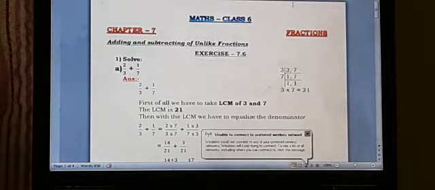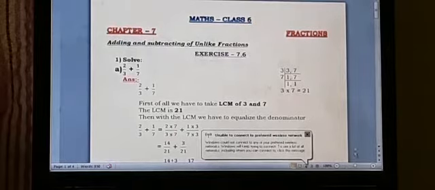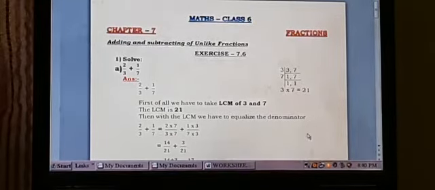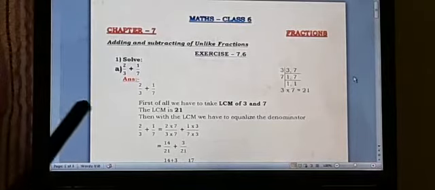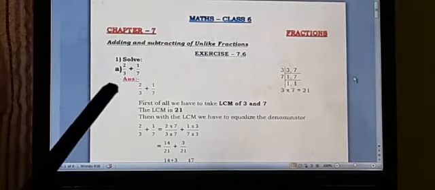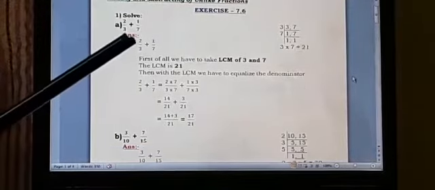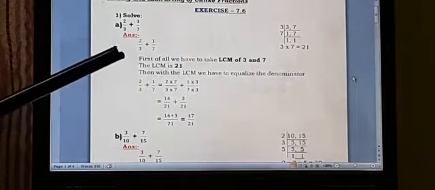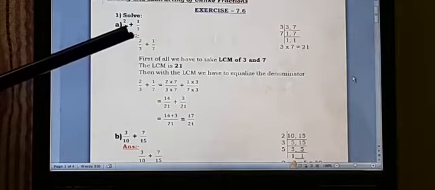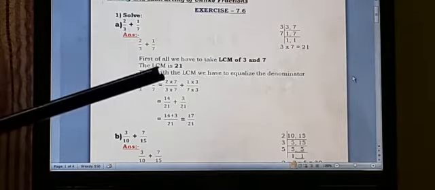First of all, we have to take the LCM, then equalize the denominators, then we have to add the numerators. Finally, we will get the answer. Now start with the exercise. First question, 2 by 3 plus 1 by 7. These two fractions are unlike fractions because they have different denominators.